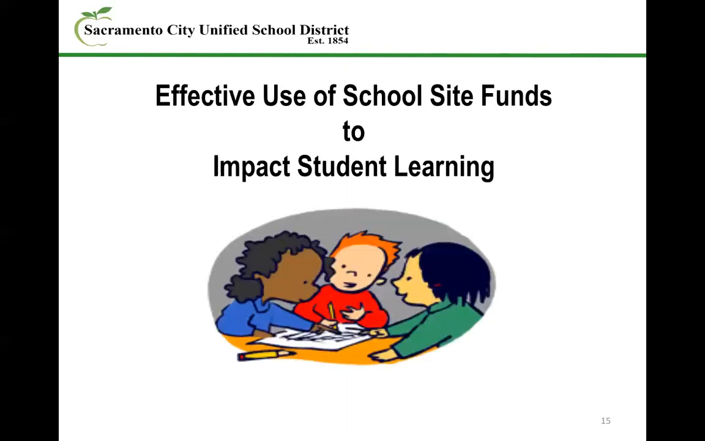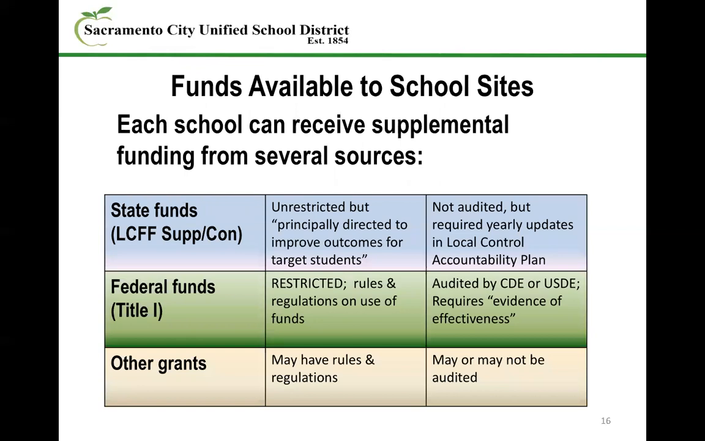Now we'd like to talk a little bit about effective uses of school site funds to impact student learning. LCFF supplemental concentration and Title I funds are the primary sources of funding for our school sites. LCFF supplemental concentration funds should be principally directed to improve outcomes for students, particularly our unduplicated students. These are students who are identified as low income, English learners, foster youth, or homeless youth.